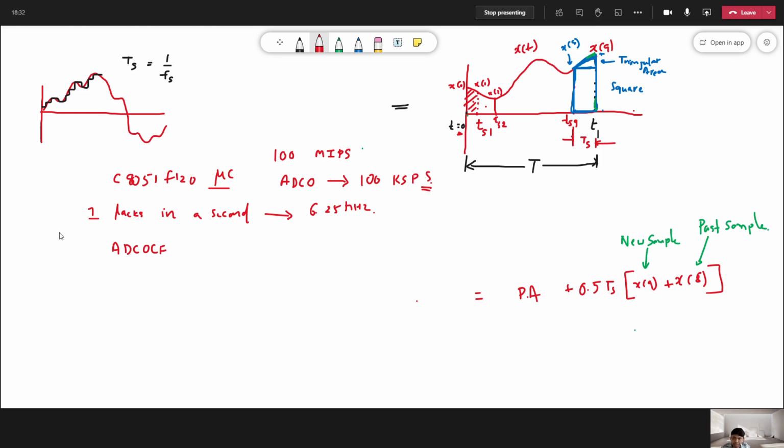You can also set the internal gain of the amplifier associated with the analog to digital converter available on chip, and similar such things are required. Don't worry, this is not going to be part of the examination. I am just discussing that in a practical scenario, if you want to implement this, you need to configure several registers. And for the same, you need to refer to the data sheet of the microcontroller.